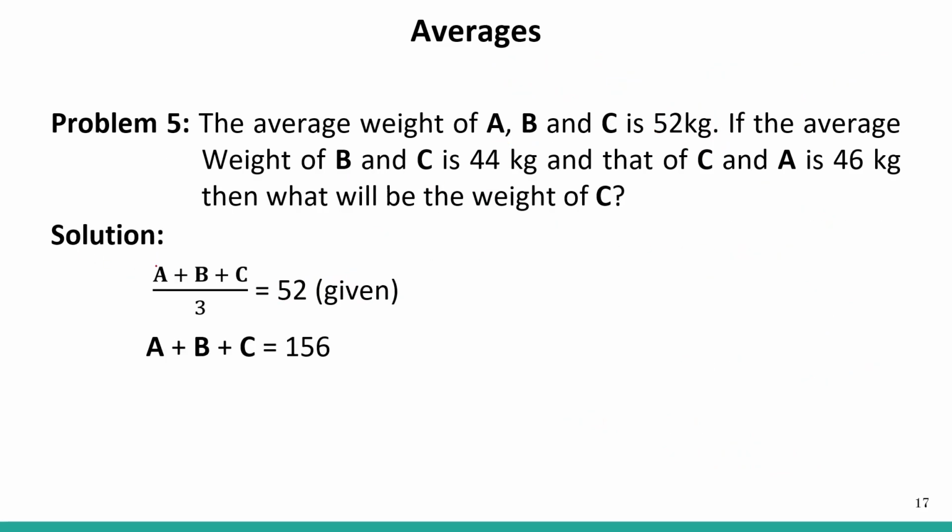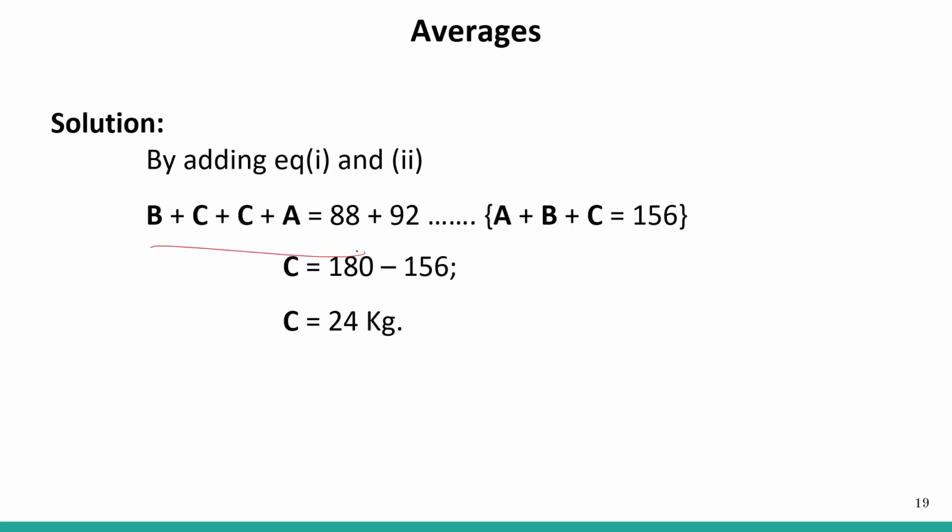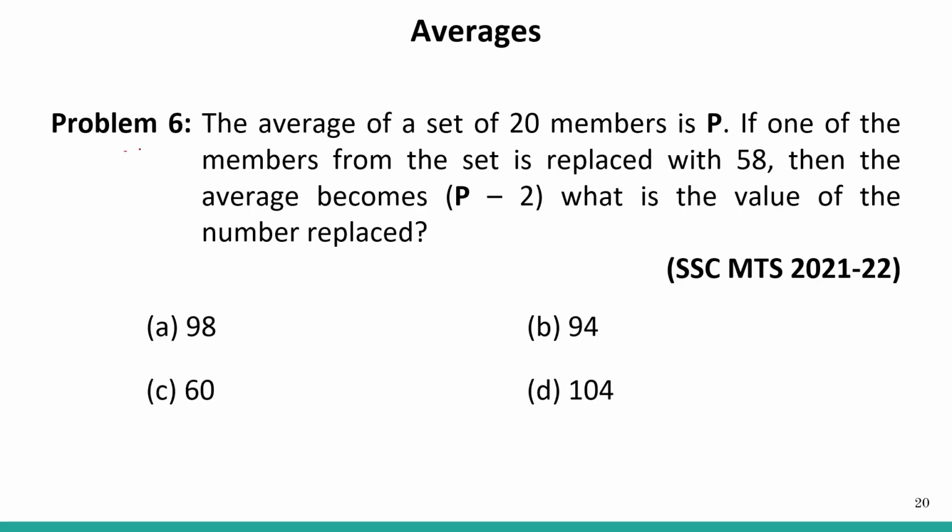So let's see the step-by-step solution. A plus B plus C by 3 is equal to 52, so A plus B plus C is equal to 156. B plus C by 2 is equal to 44, so B plus C is equal to 88. C plus A by 2 is equal to 46, so C plus A is equal to 92. Adding these terms, we are left with C is equal to 24, as you can see here. So let's see problem number 6.